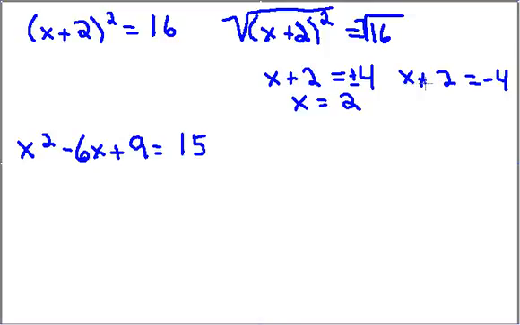Well, x is being added with a 2, so we have to subtract 2 from both sides. So that's going to give us x on the left and a minus 6 on the right. So our two values for x are x equals 2 and x equals minus 6.